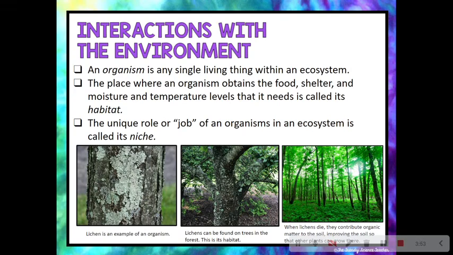So, down here in our pictures, we have an example of lichen. Lichen is just one example of an organism. Lichens can be found on trees in the forest. The trees in the forest are considered the lichen's habitat. Now, when a lichen dies, it will contribute organic matter to the soil, improving the soil so other plants can grow there. That is its role or its job in the ecosystem.